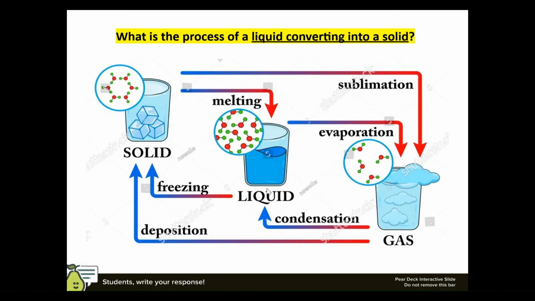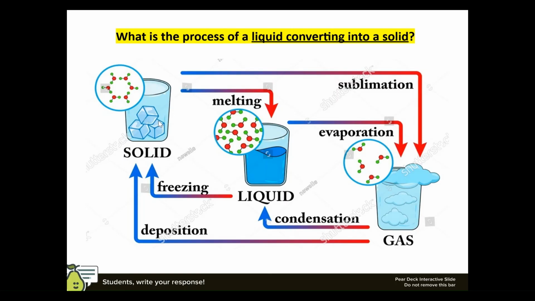Solids going directly into a liquid, that process requires you to slowly start heating it up. So start slowly adding energy to solids. That process right there is called melting. When you add energy to a solid, it becomes liquid. But if you continue to add energy, watch this. If you continue to add energy, you get a gas. And that process right there is called evaporation.